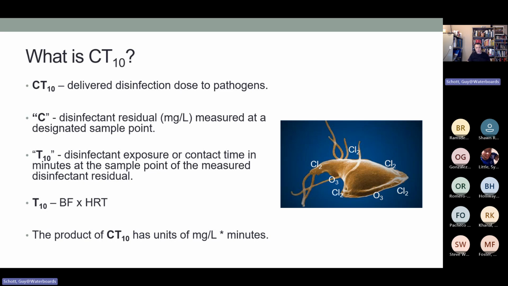Taking the chlorine residual and the T10, we get what we call our CT value, and that tells us, by looking at a table or using a calculator, how much log inactivation we're getting daily for Giardia cysts.